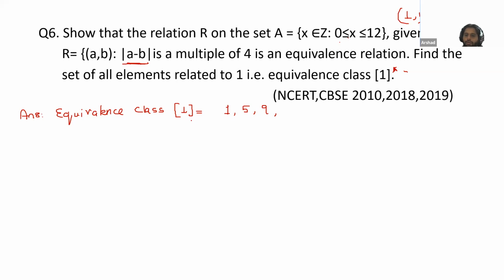For the ordered pair, we have to make it with 1 only. So 1 comma 1 belongs to the relation R. 1 comma 5 belongs to the relation R. 1 comma 9 belongs to the relation R. But they are saying to find the equivalence class of 1. So we need to find all the numbers from the set A which, when we subtract from 1, give a multiple of 4. So we don't need to select a number randomly. We need to select the number according to this condition.